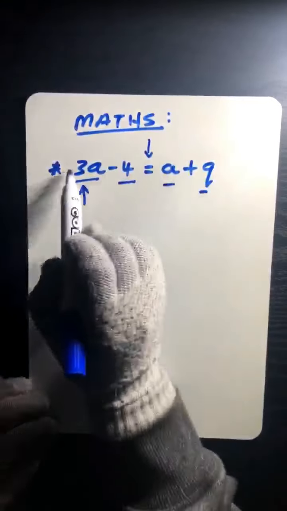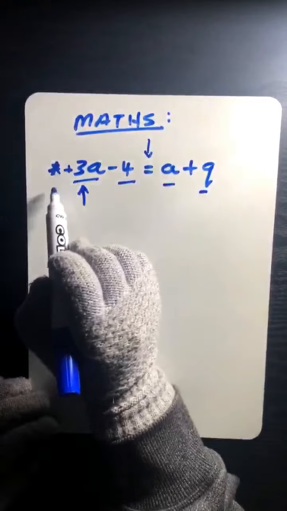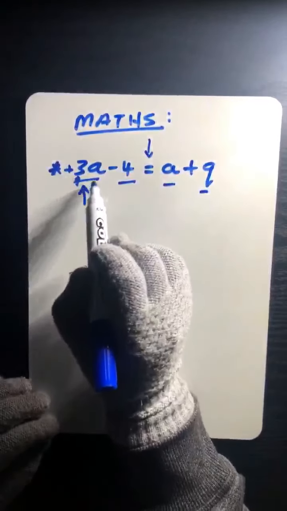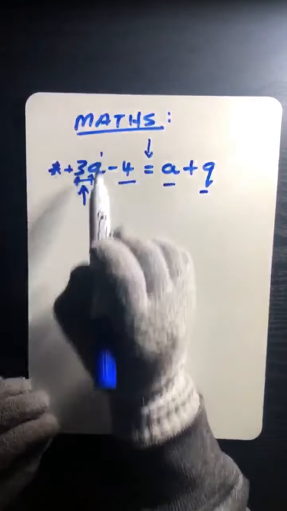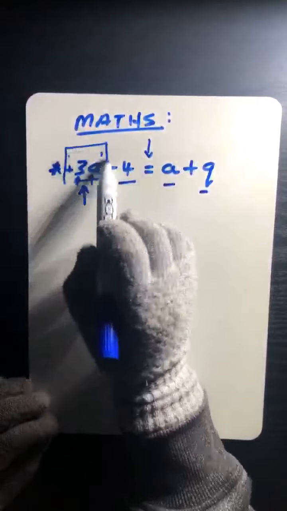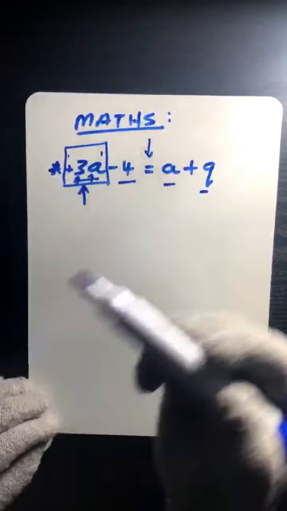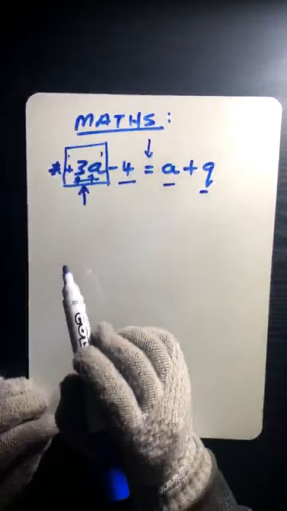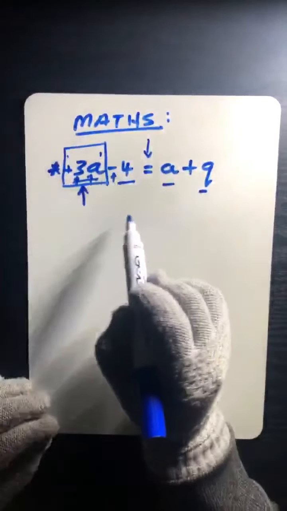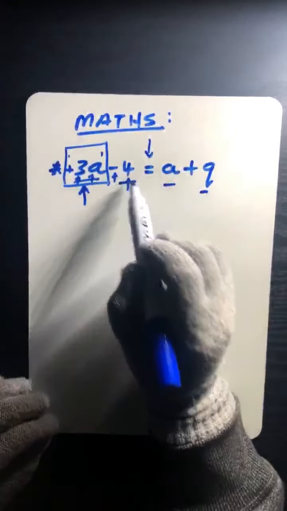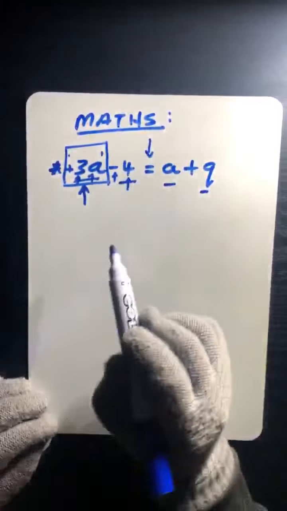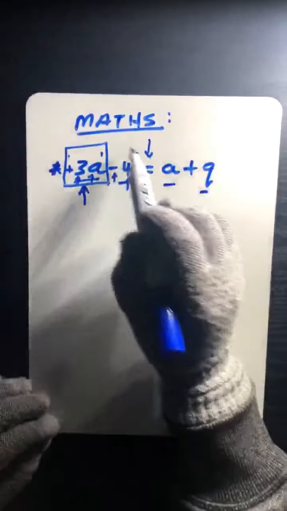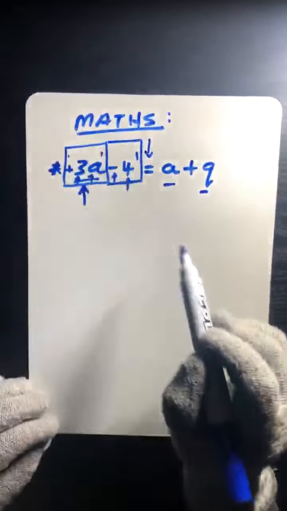So let's try to interpret the first term. What is the sign of the first term? It's a plus. What is the coefficient? It's 3. What is the letter? It's A. What is the power? It's 1, which means this is a complete term. You have interpreted it. Let's move to the next one. What is the sign? It's a negative or minus there. The coefficient is 4. No letter, no variable, but the power is an invisible 1 over there.